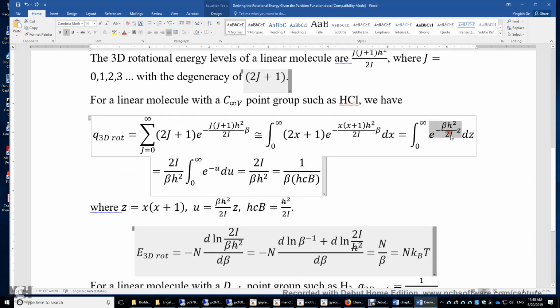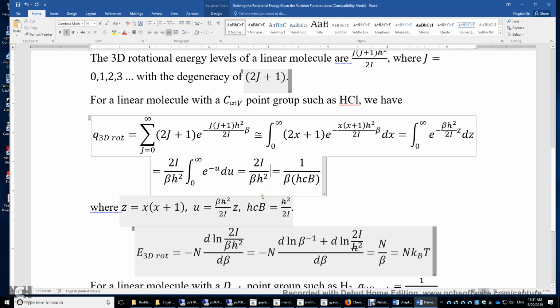So we just need to integrate this exponential function. And then for simplicity, we will set u to be this whole thing. And then we have this exponential function to be e to the power of -u. And again, u is beta h bar squared over 2I times z. Therefore, dz equals 2I over beta h bar squared times du. And then we can easily integrate this e to the power of -u, which is negative e to the power of -u. We plug in the lower and upper limits, and we get this integral value, which is 1. And then the result is simply 2I divided by beta h bar squared.